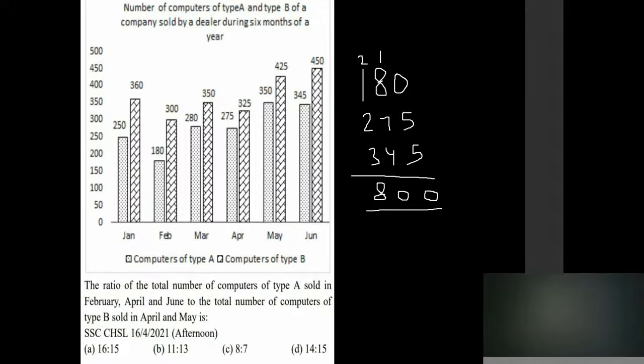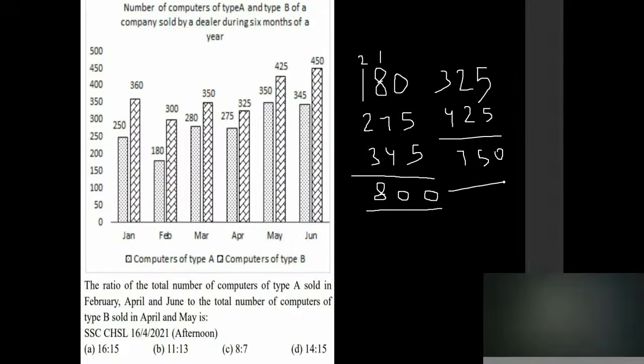Next, let us calculate for type B also. Type B in April, it is 325. Next, type B in May, it is 425. 325 plus 425 gives us 750. If we add all those numbers, we get 750.